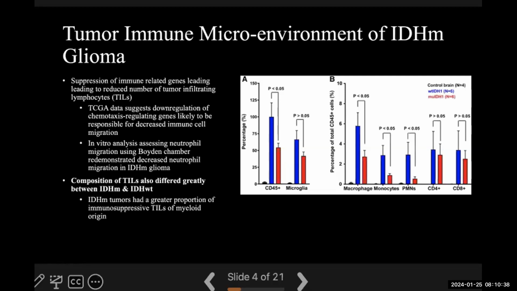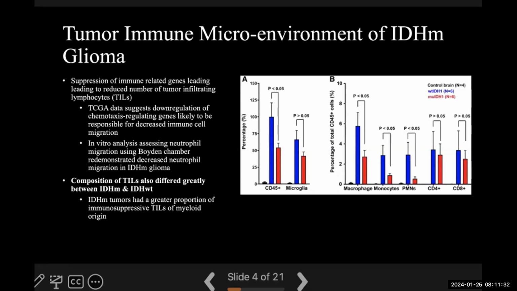So the question really becomes, what drives the difference in the infiltration of tumor infiltrating lymphocytes in IDH glioma? We know that there's a lot of downregulation in immune genes, but there's also a systemic effect at play that leads to decreased chemotaxis, which is responsible for the presence of these tumor infiltrating lymphocytes within these tumors. When we do in vitro studies looking at neutrophil migration, you can see decreased neutrophil migration in IDH mutant glioma as well.